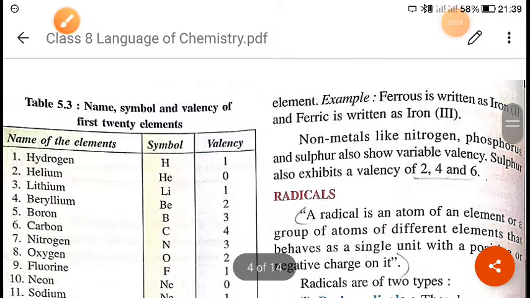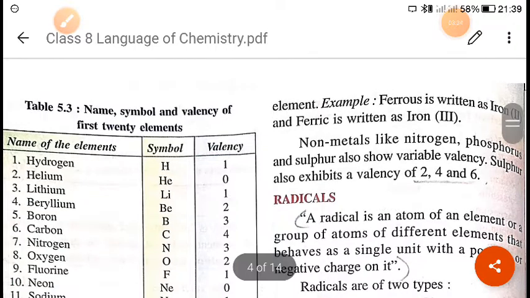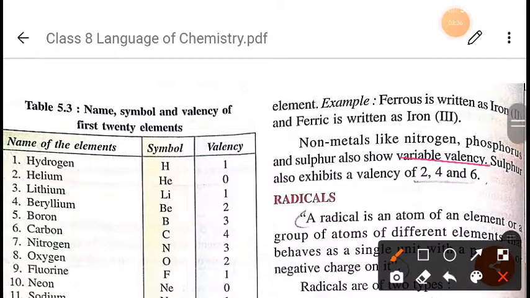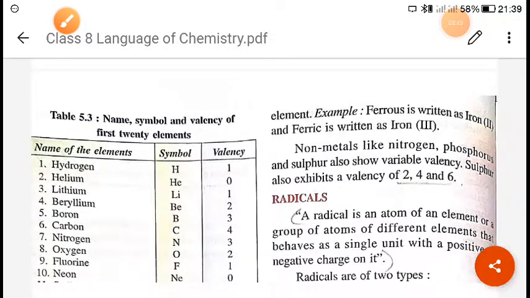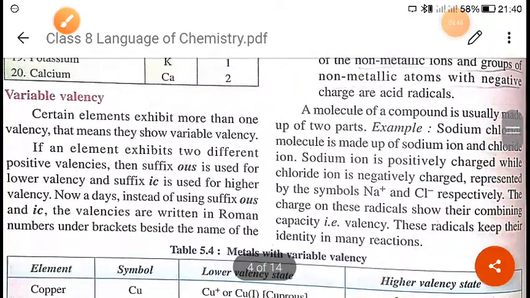Now we know that non-metals like nitrogen, phosphorus and sulfur also show variable valencies. Sulfur also exhibits valencies of 2, 4 and 6, right? We have discussed this. I hope you have understood about variable valency. Some more examples are given here.